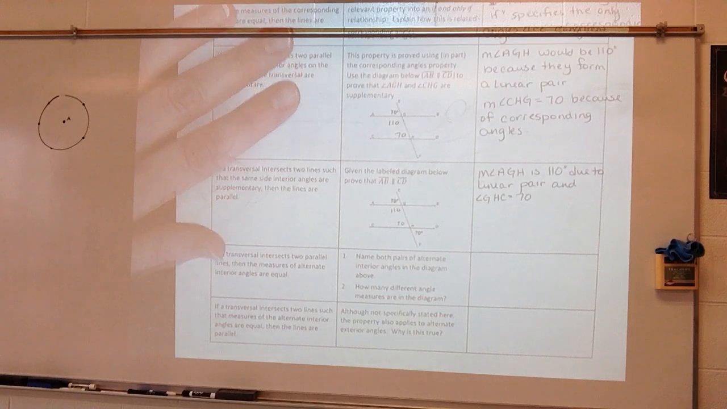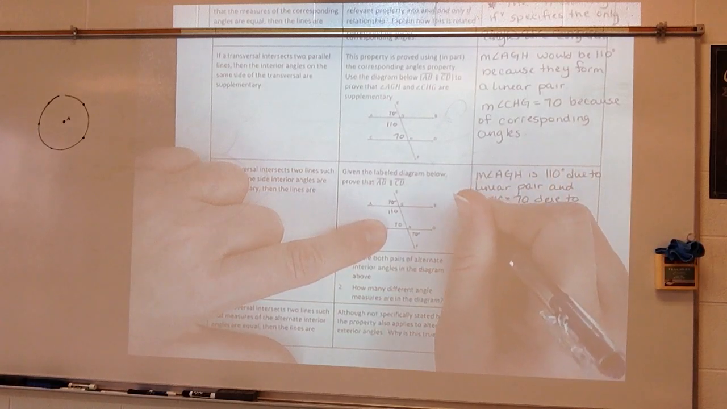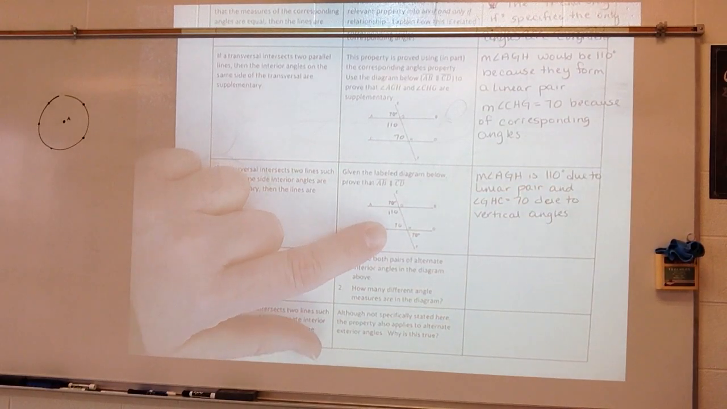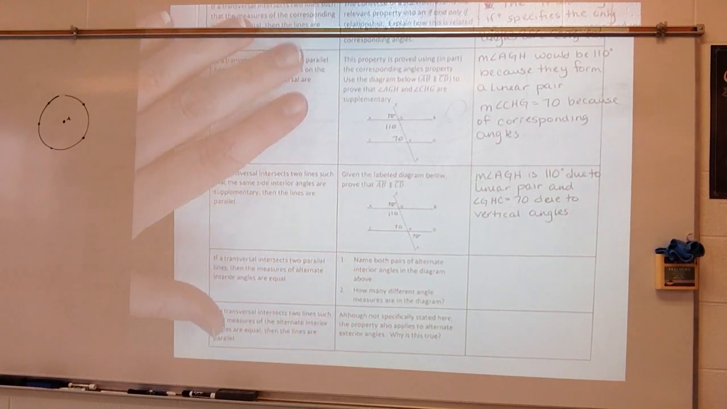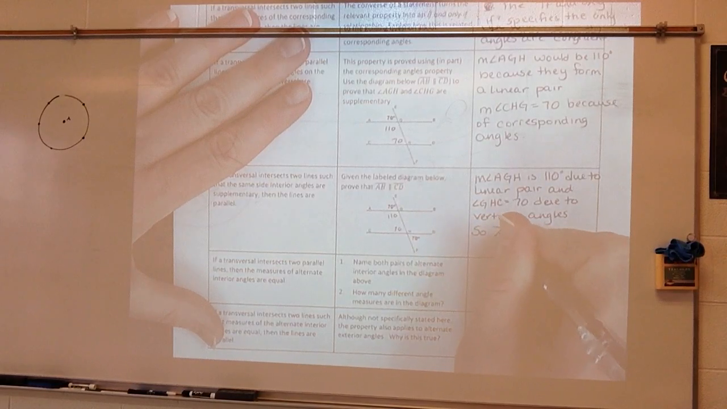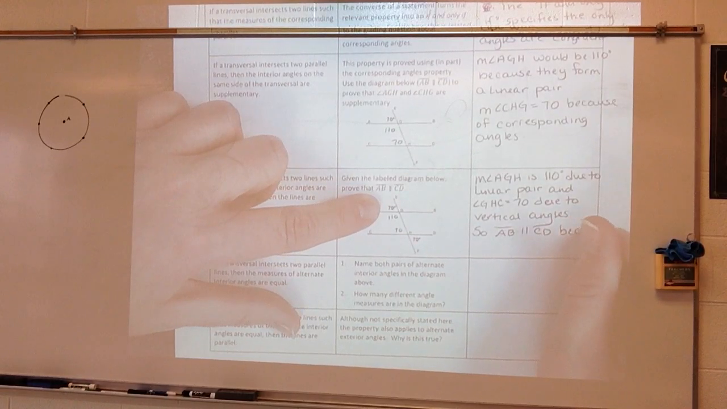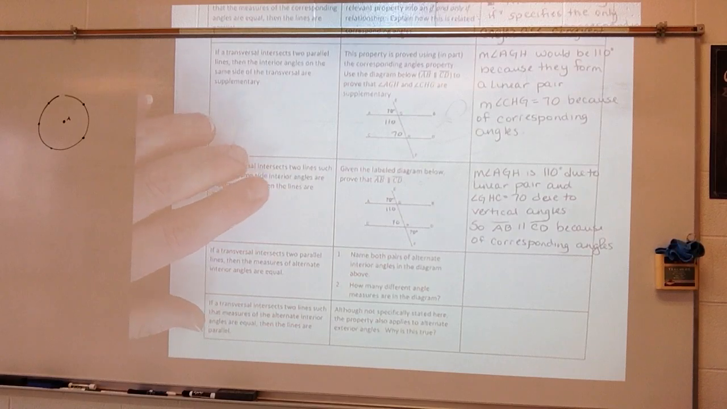Or we can say due to vertical angles, because we'll just use that. So due to vertical angles, AB has to be parallel to CD because of corresponding angles. We've got corresponding angles here. And I know that if my corresponding angles are equal in measure, then my lines have to be parallel.